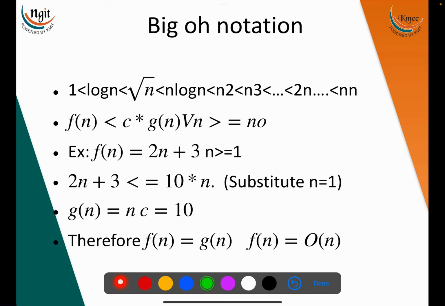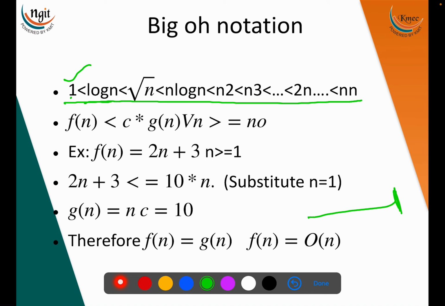Now let's see the actual time complexities of algorithms. Our algorithm may require constant time, as we saw in the linear search best case, or it may take log n time. When you do not go till the end of the list and find the element in the middle place, that is n by 2. If you apply logarithm on both sides, you get log n, correct? Now square root of n, n log n, n square, n cube, 2 power n, n power n, all these are different complexities of an algorithm.